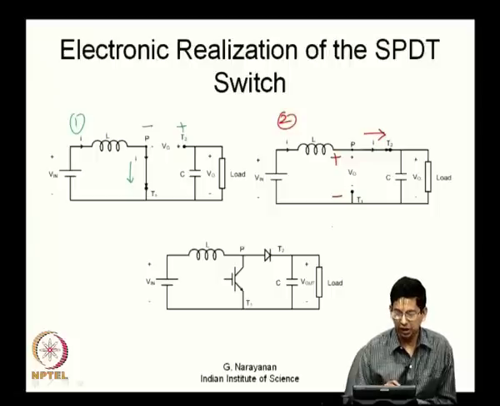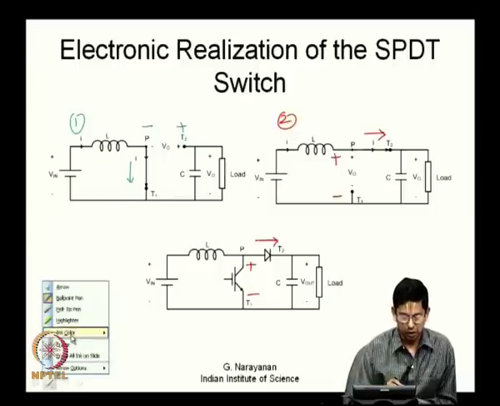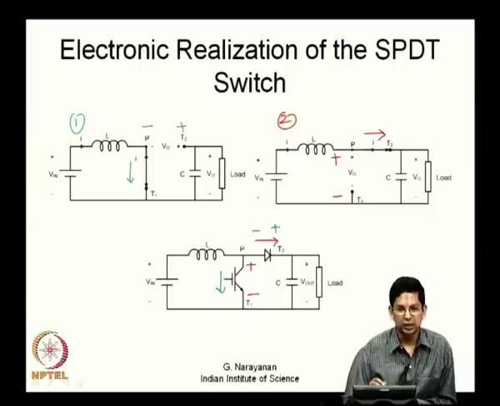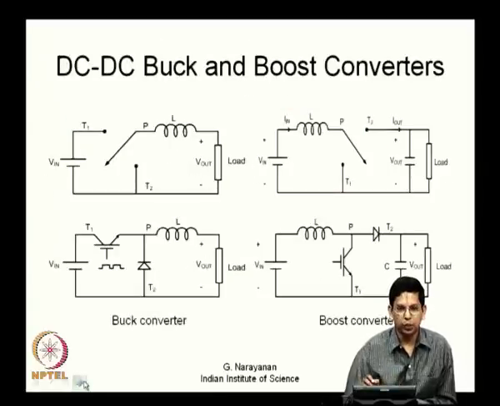As you can see very easily, if you have this state 2, you have a diode here. The diode can conduct like this and the transistor can block a potential like this. Now, if you want to look at state 1, you have a transistor and the transistor can conduct like this and the diode can block as shown here. So, you can realize the single pole double throw switch using a transistor and a diode as shown here. So, we have all of them put together.